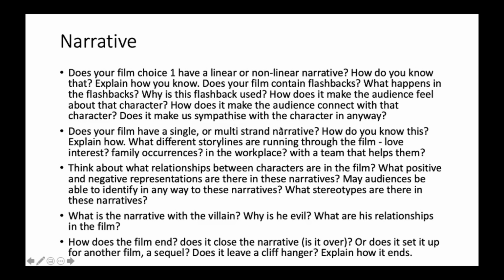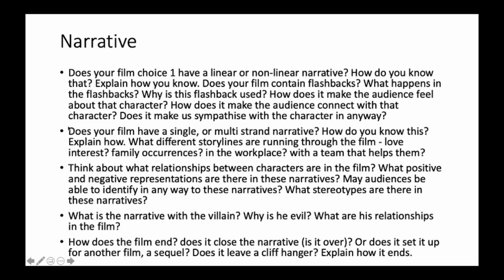It then asks you whether your film does contain flashbacks. I want you to go into a bit of detail about those flashbacks. So what happens in them? Why is that flashback used? Again, visit the previous slides. Look at the reasons why I've said flashbacks are used, but just make sure you answer that question in relation to your chosen superhero film. How does this flashback make the audience feel about the character? How does it make them connect with that character? Does it potentially make them sympathize with that character in any way?